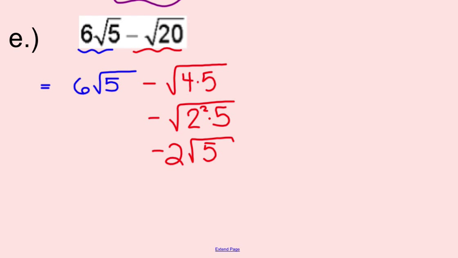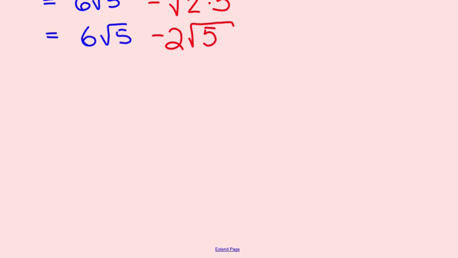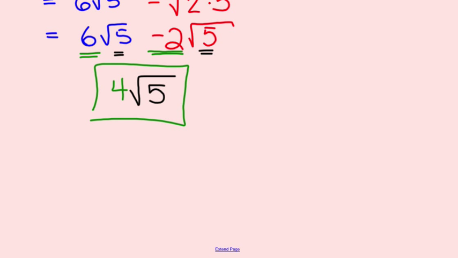So now I'm just going to bring down this blue 6 square roots of 5. All right, are these two radicals alike? Yes, they have the same radicand, square root of 5, square root of 5. And now we're going to subtract them. 6 minus 2 is 4, so your answer is 4 square roots of 5.